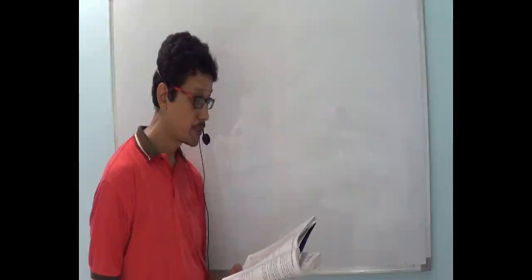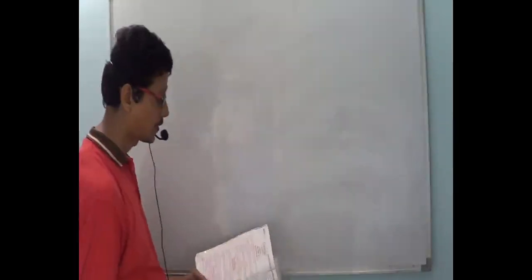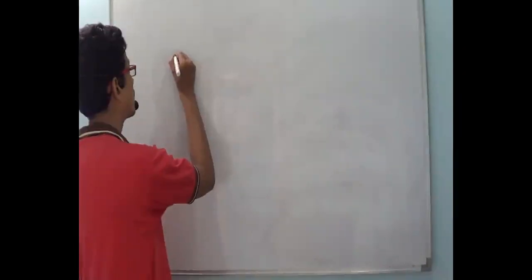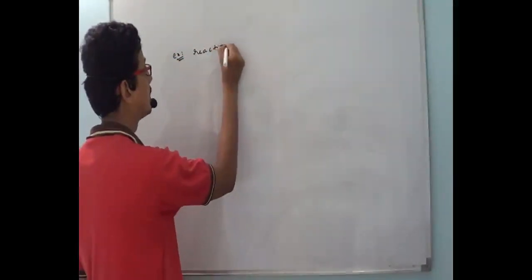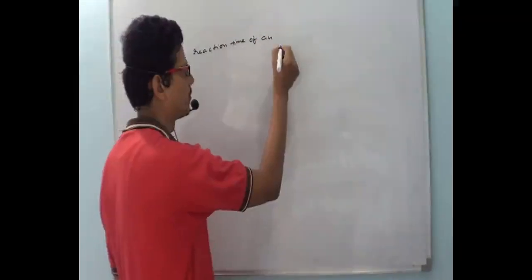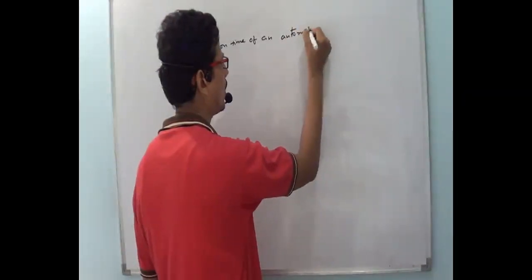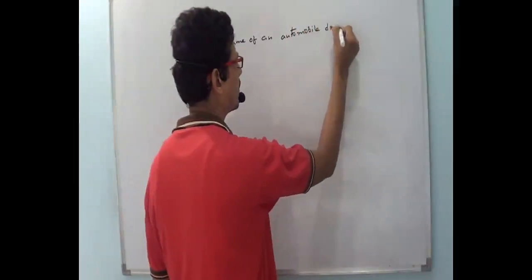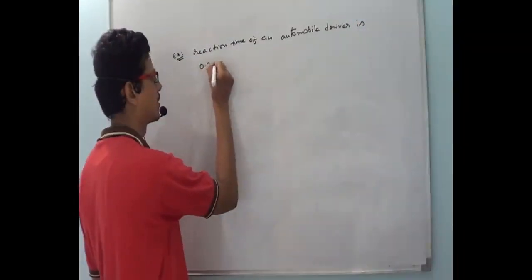So one question, easy question. The reaction time for an automobile driver is 0.7 seconds. So let us take it as an example. Reaction time of an automobile driver is 0.7 seconds.